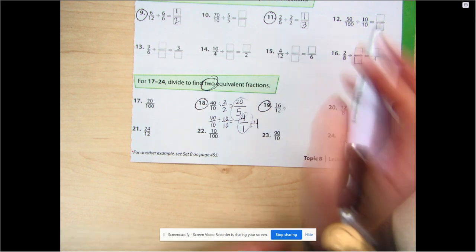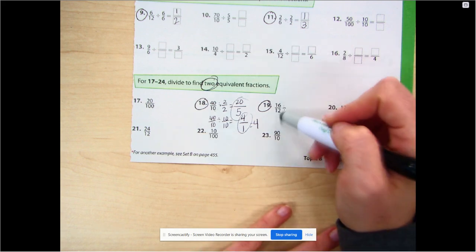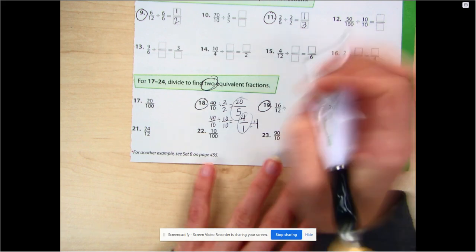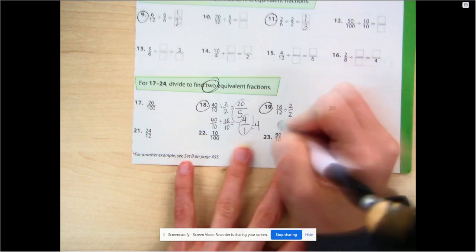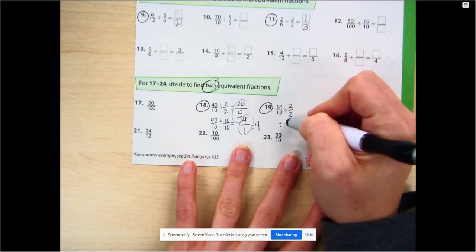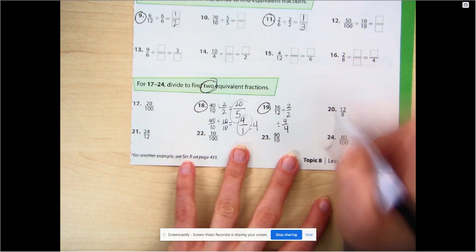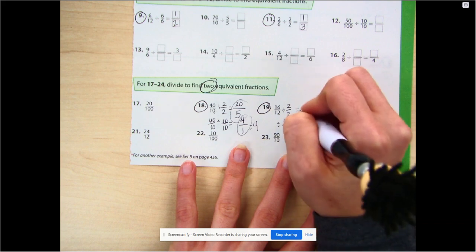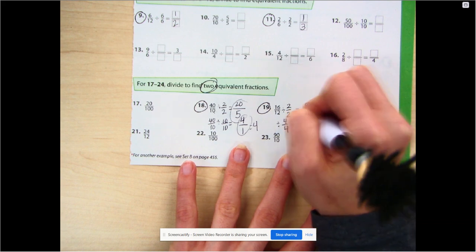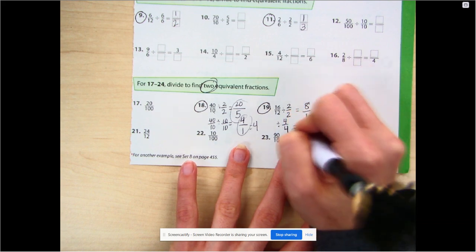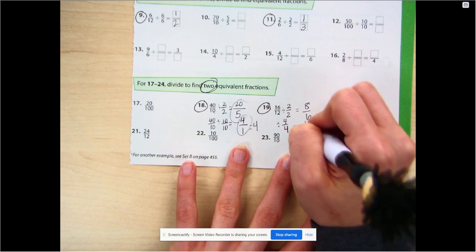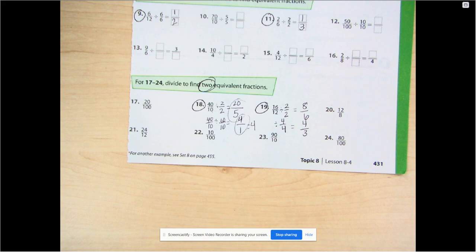Okay, guys, you could have divided the 16 over 12 by 2. You could have divided the 16 over 12 by 4. That would have given you 8/6 or 4/3. Those are the 2 options you could have had for an answer on that.